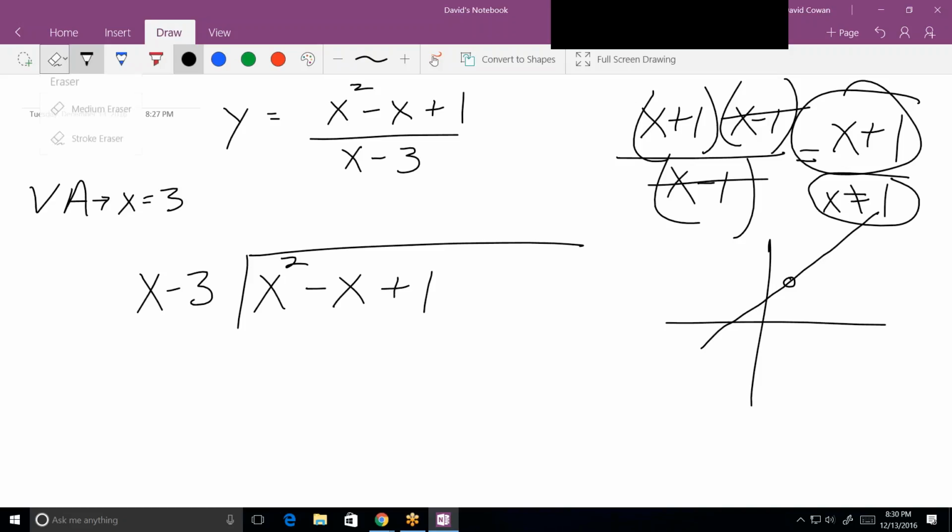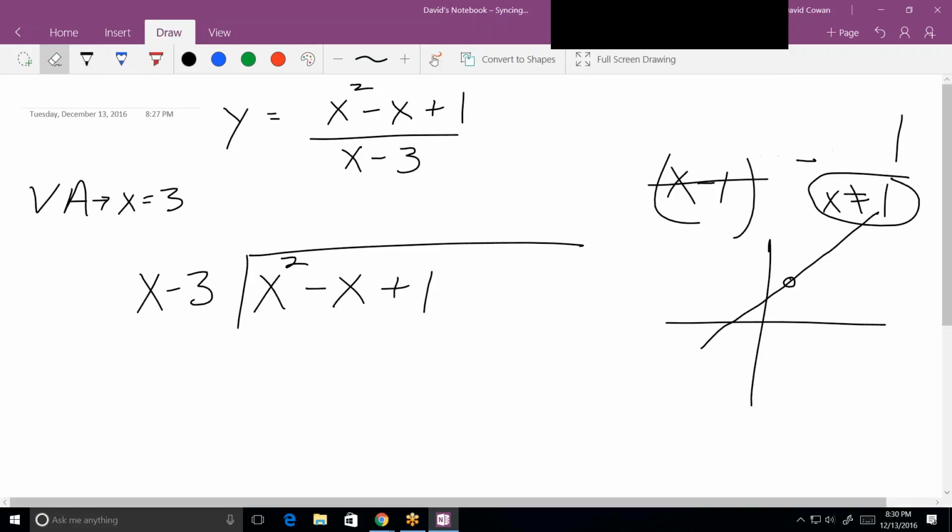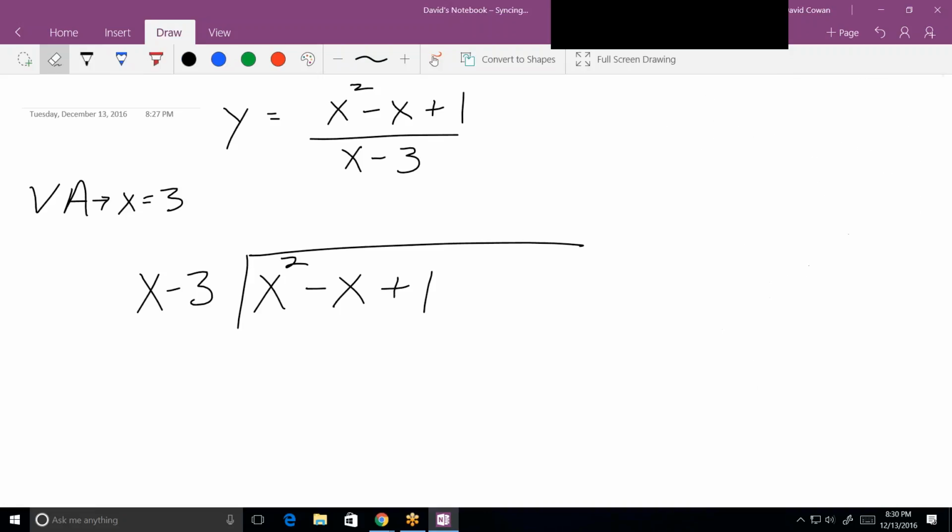The one on the left that we're dealing with, we have to do this division. So do this division for me.